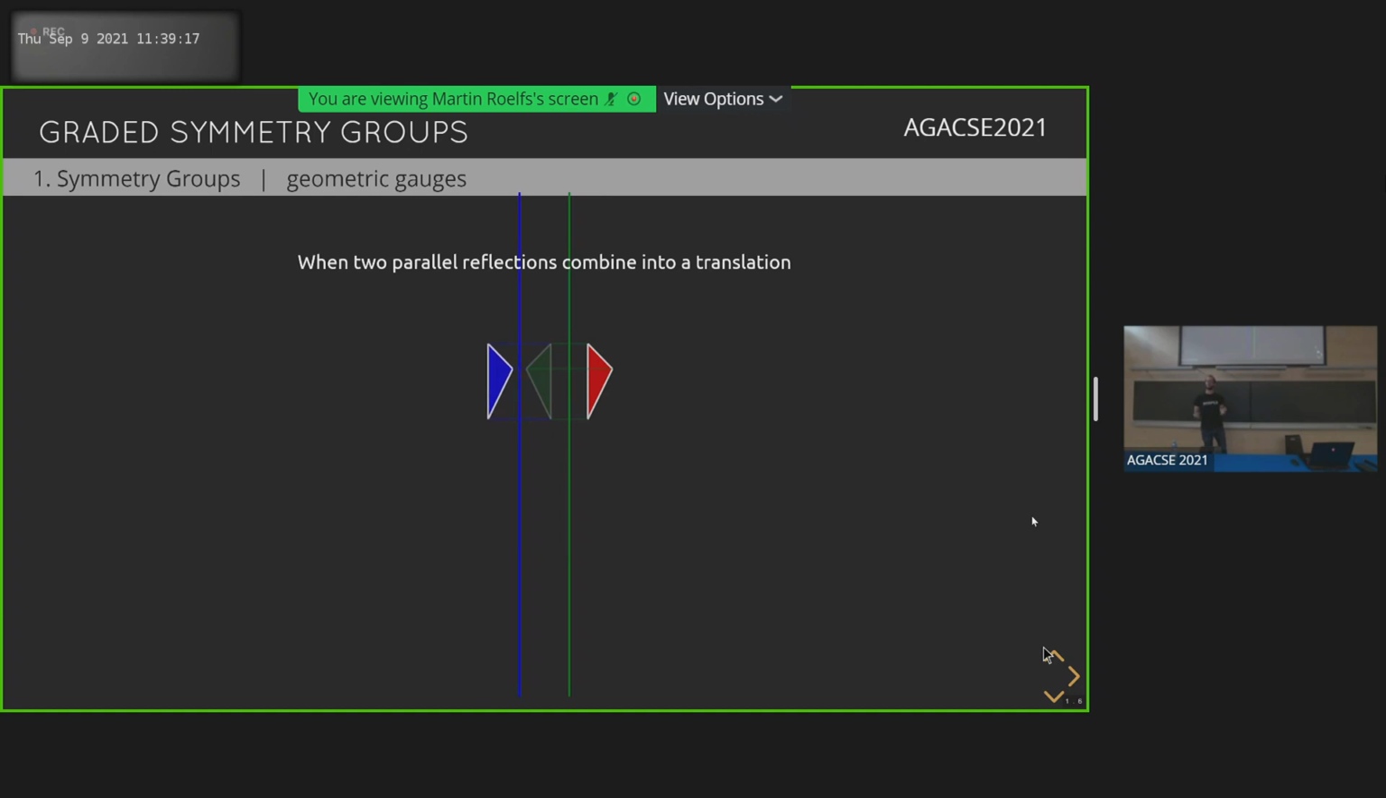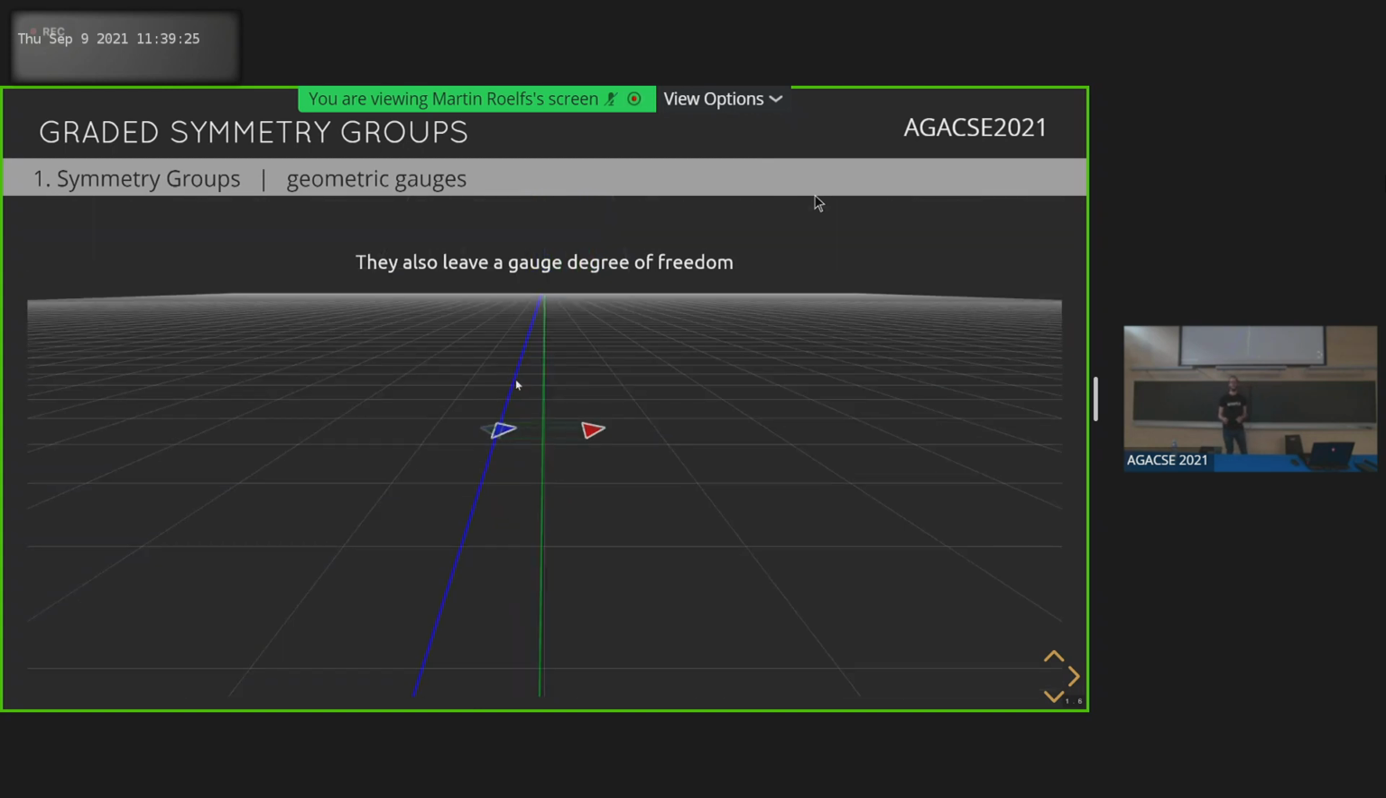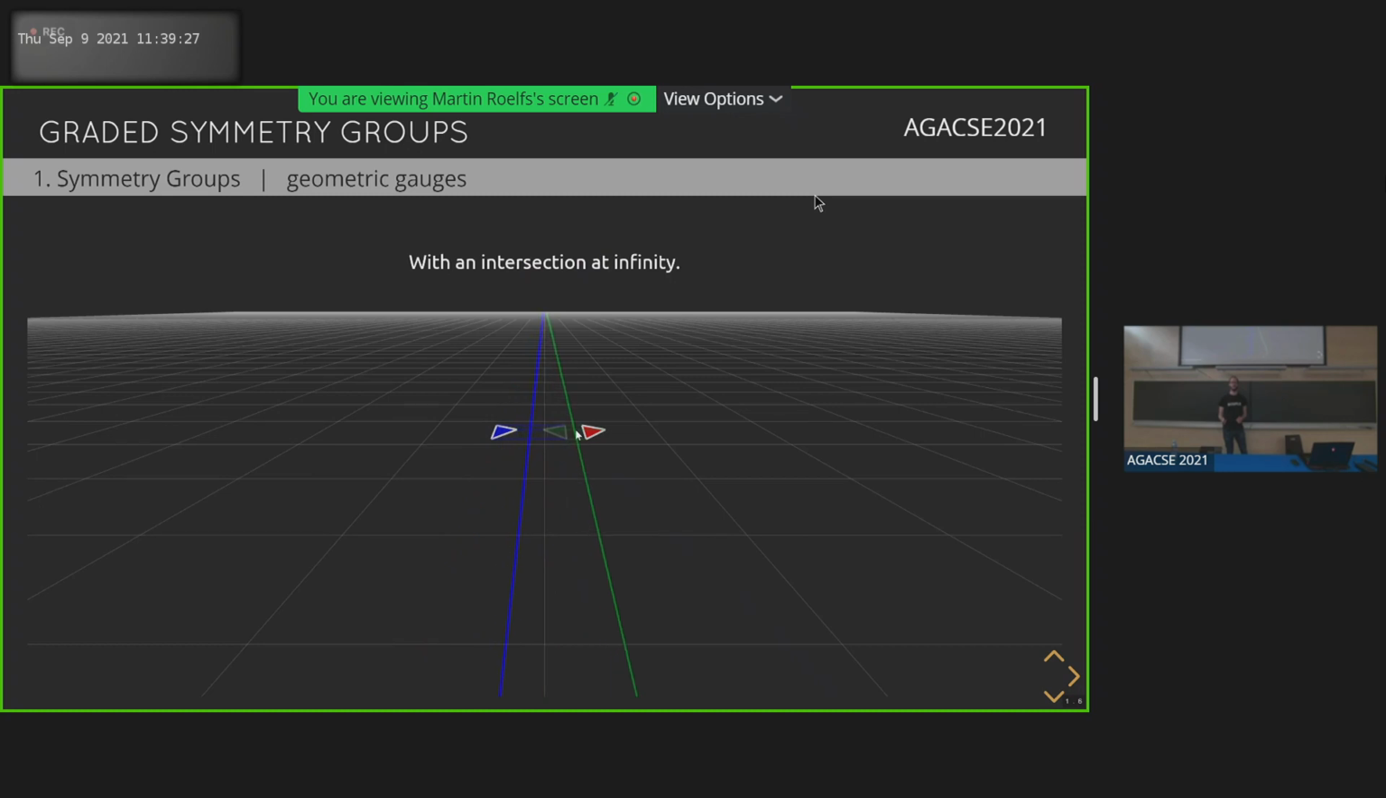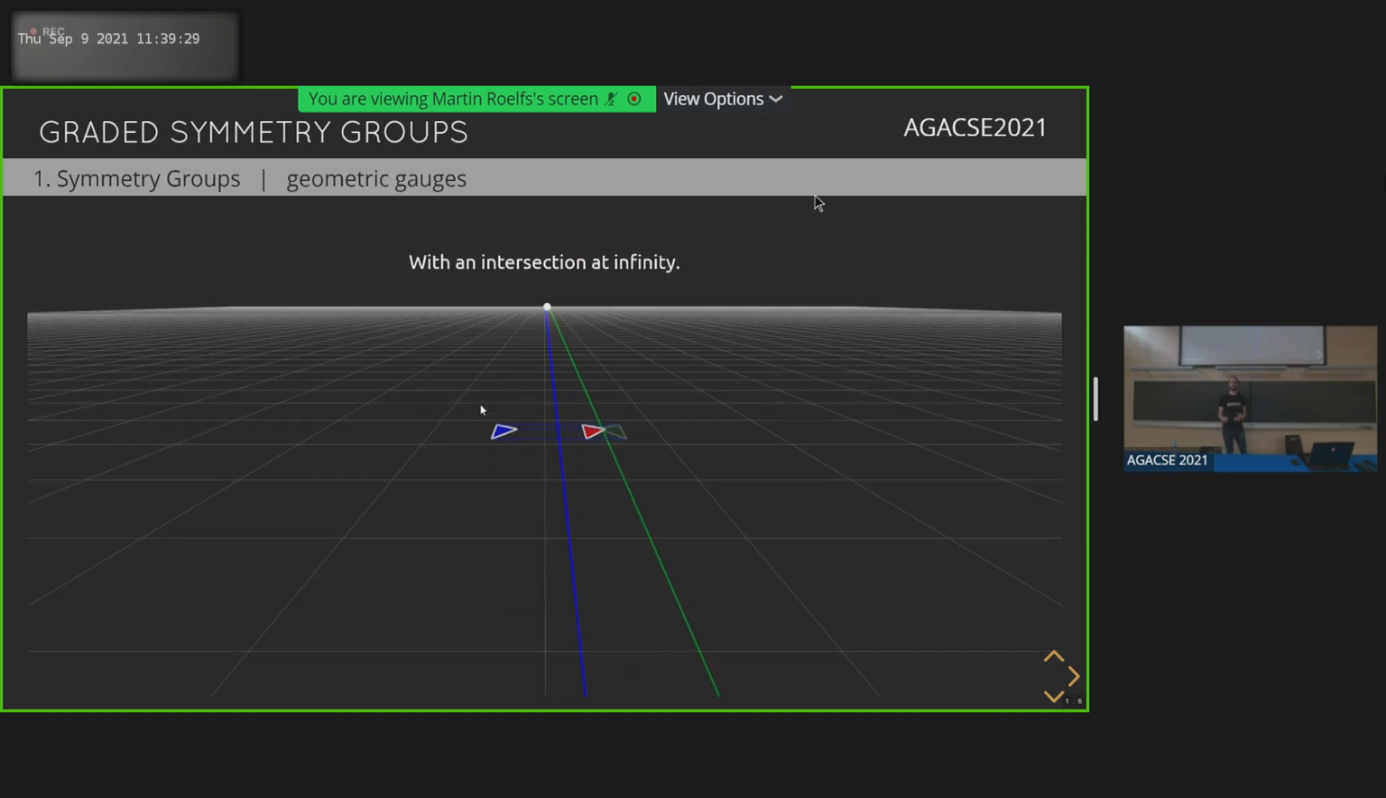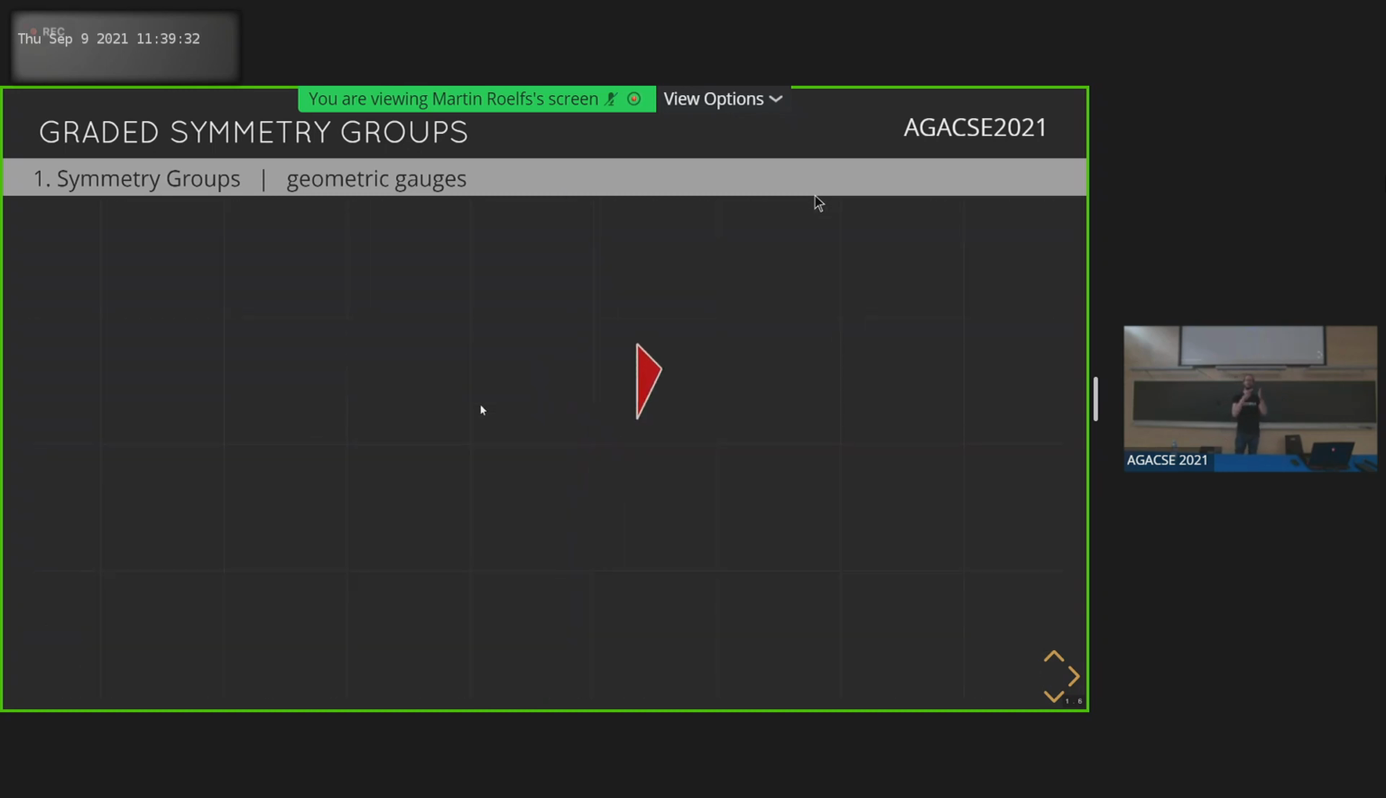When you take two parallel reflections, so we make these two reflections parallel, the same thing will happen. There is still that gauge degree of freedom because all of these parallel lines will give the same transformation, and the invariant is the point on the horizon. So it's rotating about that point on the horizon.